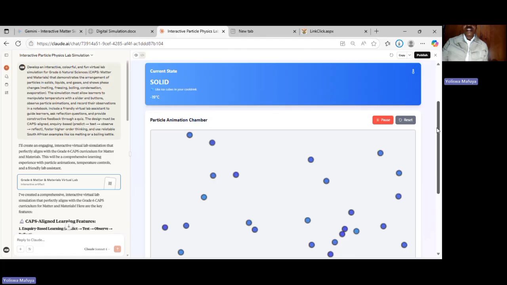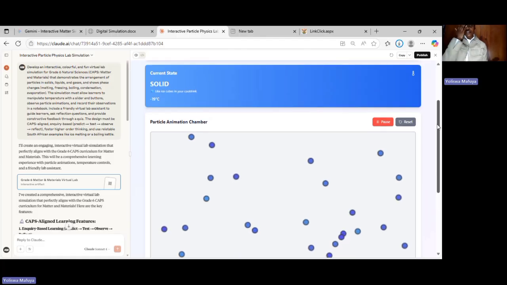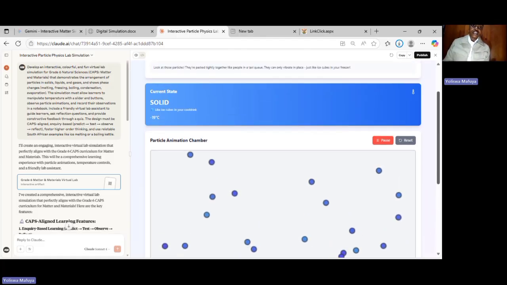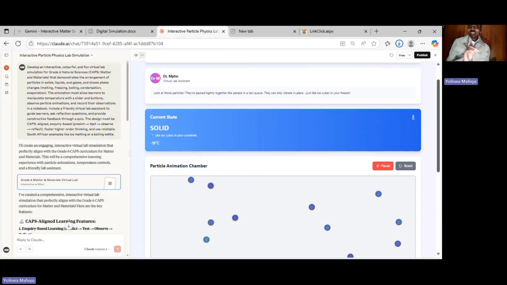So here I've already decreased my temperature control, and look, says Dr. Mpho, look at those particles. They are packed tightly together like people in a taxi queue. Sounds so South African. They can only vibrate in place just like ice cubes in your freezer. So that is why I say it accommodates under-resourced classrooms.